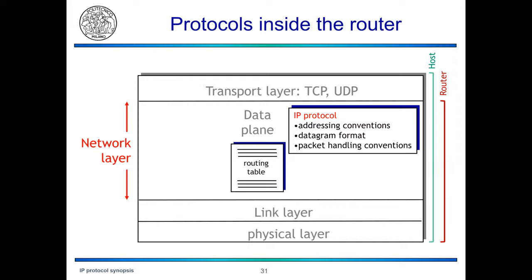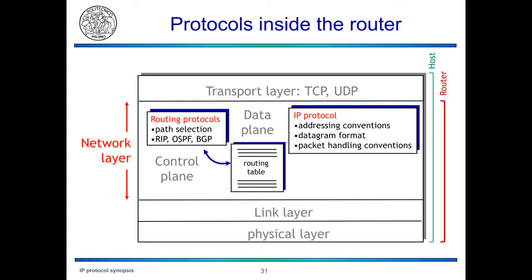It's very important that this routing table that is read during the data plane functions is written in some way. So who writes the entries in the routing table? The entries in the routing table are written by the control plane. And the control plane in Internet is based on a set of distributed routing protocols, RIP, OSPF, and BGP. Distributed means that they require exchange of information between routers.